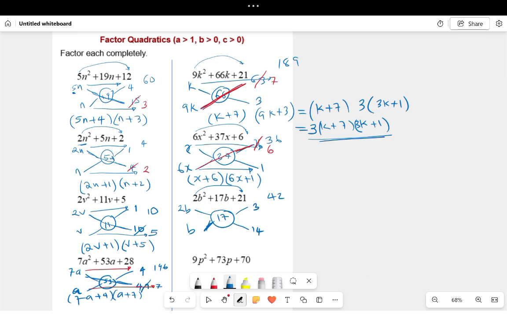It's not by accident that I'm placing this on the diagonal. It's because 14 can be divided by 2b, can be divided by b. How many times? 7 times. And therefore the solution, 2b with the diagonal number, with the horizontal number over there, it's going to be 2b plus 3 and b plus 7.